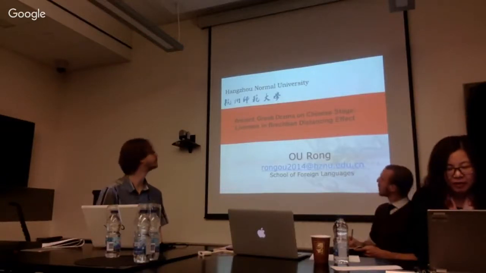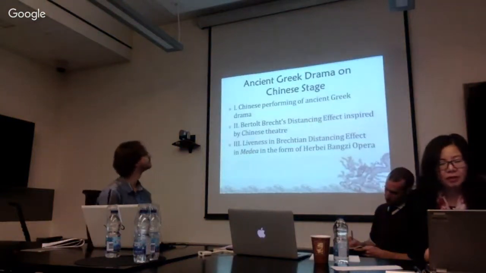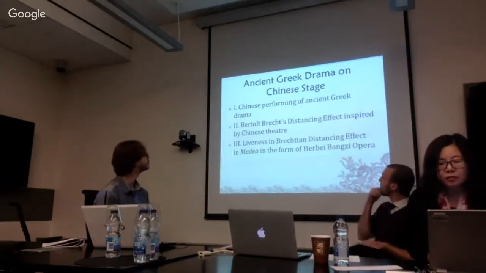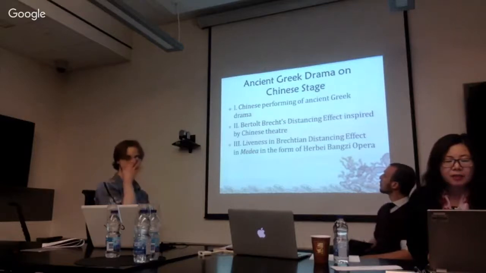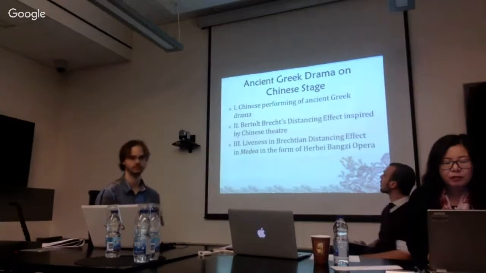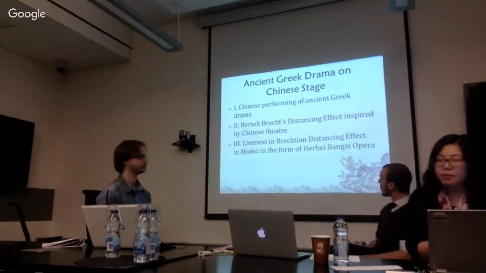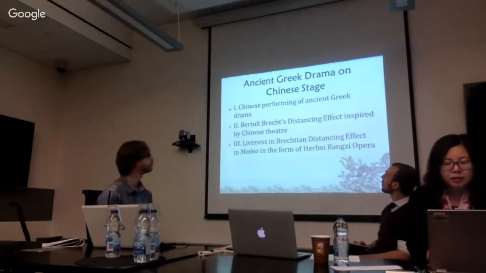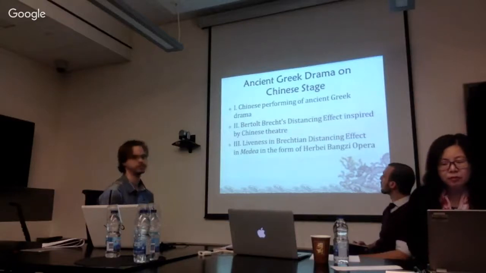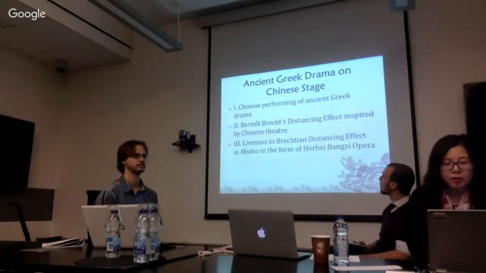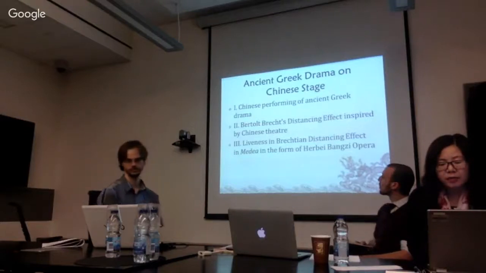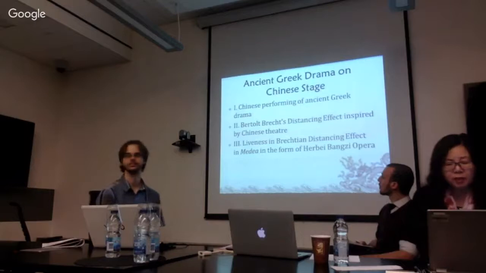So as to my paper, I would like to introduce it in three parts. Firstly, a brief introduction to the history of Chinese performing of ancient Greek drama. Secondly, let's see how Brecht gets inspiration from watching Chinese theater with his theory of distancing effect. And finally, I will have a case study. Let's see how Chinese directors adapted the Greek drama onto the stage of traditional Chinese opera. In that performance, we'll see how the director made use of the so-called distancing effect, as well as some integration of Chinese theatrical techniques to get the Chinese audience both detached and familiar with Greek drama.